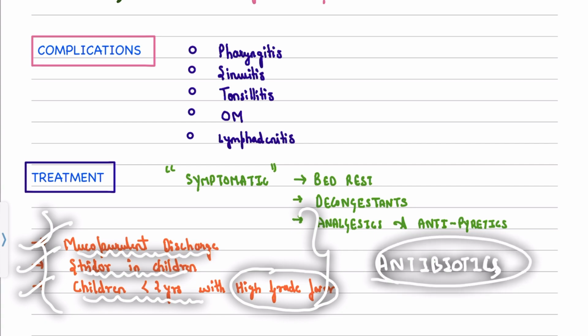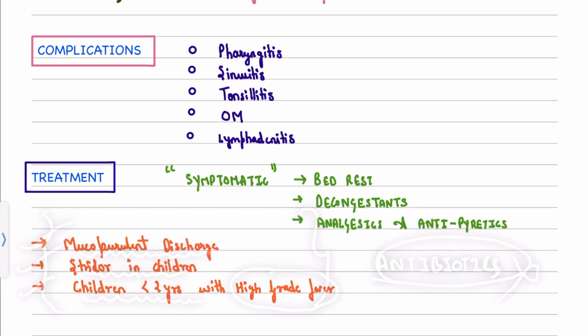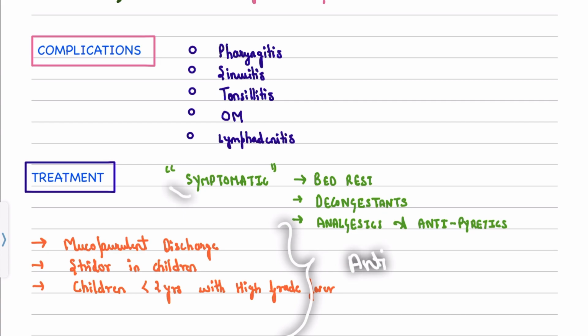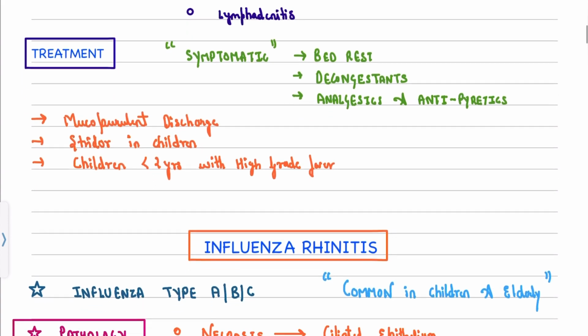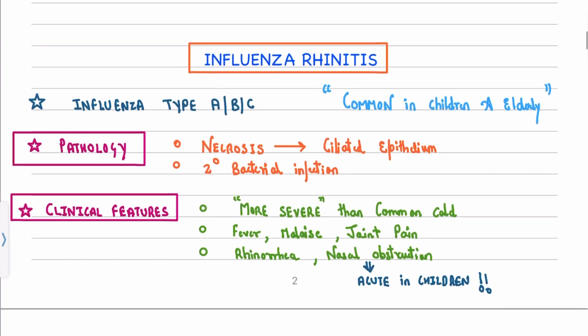Antibiotics are otherwise not necessary, but in these three cases, that is mucopurulent discharge, stridor in children, and high grade fever, children presenting with high grade fever, we provide the patient with antibiotics. Otherwise symptomatic management is enough. Okay, let's move on to the next topic, that is influenza rhinitis.